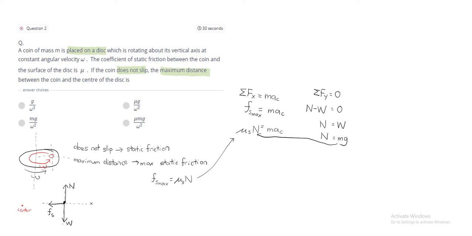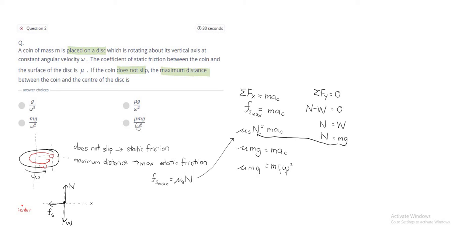So now we know that this will be equal to mu mg equals m a_c. They ask for the maximum distance and you need to express it in terms of omega. So let's change the centripetal acceleration to be expressed as m r omega squared. There's this thing that we want to find, and there's this thing in the answer. So this will be a more appropriate representation for centripetal acceleration.